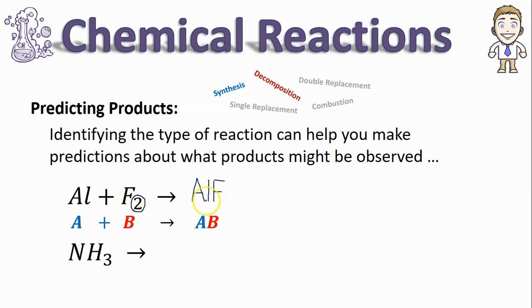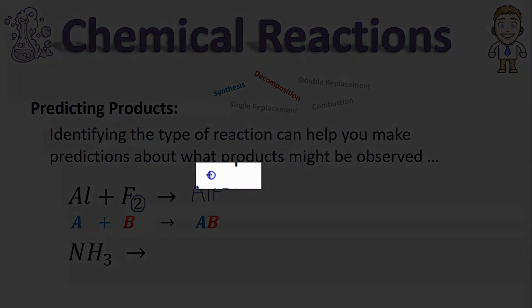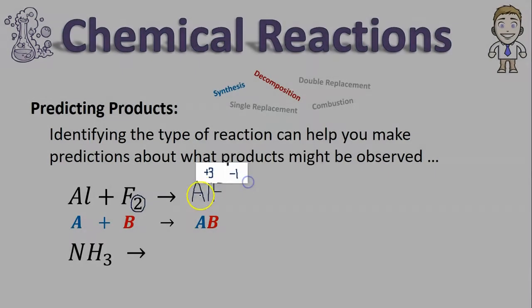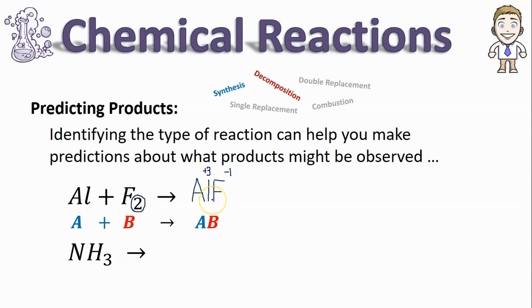In fact, when you write your new formula, because it is ionic, aluminum is a metal with a +3 charge. Fluorine is a nonmetal with a -1. Technically, to write this new substance's formula, you have to check those ionic charges. +3 and -1, balancing out the charge, means my new substance should have AlF3 as its formula.